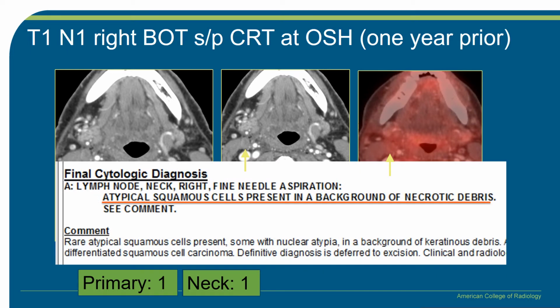We did a biopsy, and when you biopsy a treated radiated node, they can often be really hard for the cytopathologist, and they called atypical squamous cells, and this person went to neck dissection, and so we have path proof that this was a negative node.